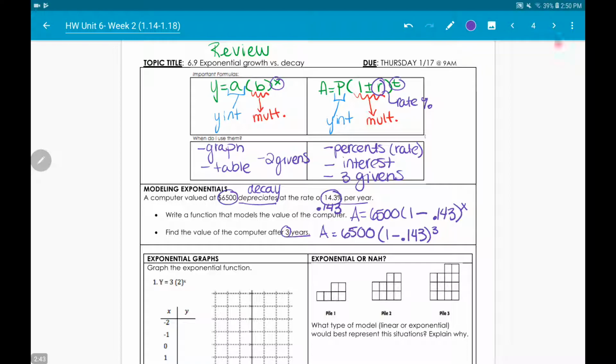Let me grab my calculator. And I'm going to type this in. And remember, I'm talking about money. So I'm going to round my final answer, $4,091.25. Okay, that's the value of the computer after 3 years.